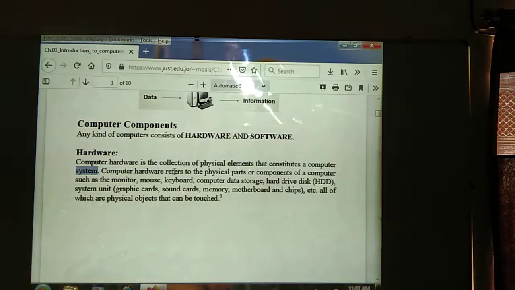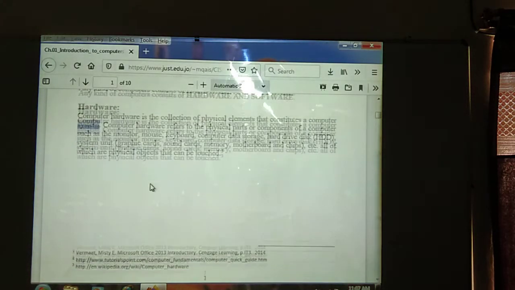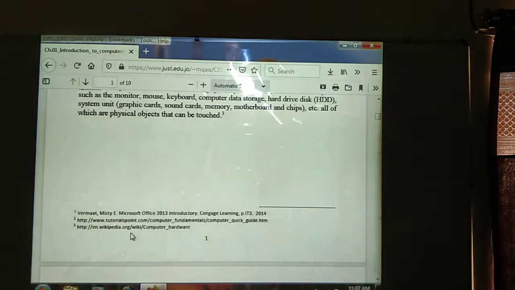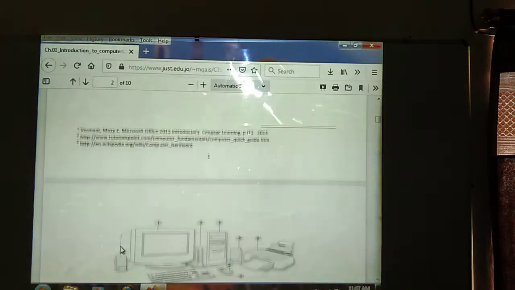Computer hardware refers to the physical parts or components of a computer, such as a monitor, mouse, keyboard, computer data storage, like pen drive or hard disk, chips. We have some more. It is available in the CPU. What is hardware? Simply in a single line, physical parts of a computer we need to call as hardware.